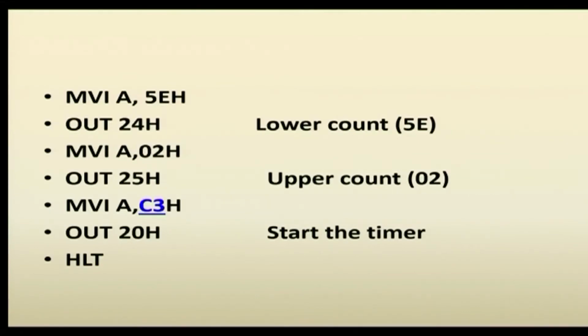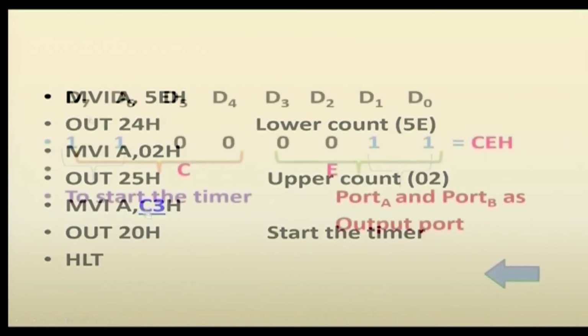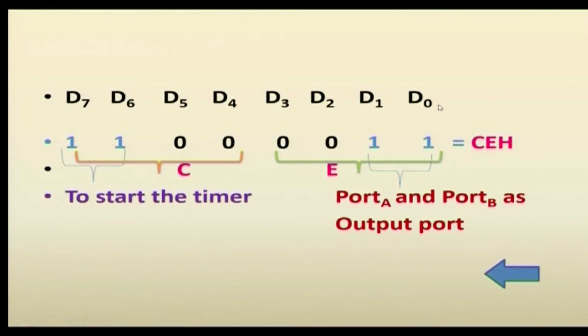So, how do we get the control register value? In the control register, the control word is D0 to D7. Here I am initializing port A and port B as output, so we write 1. I did not use port C, so I give a 00 value. D4 and D5 are also not used. Then D6 and D7 are initialized as 11 to start the timer. We write 1100, so the value is C.